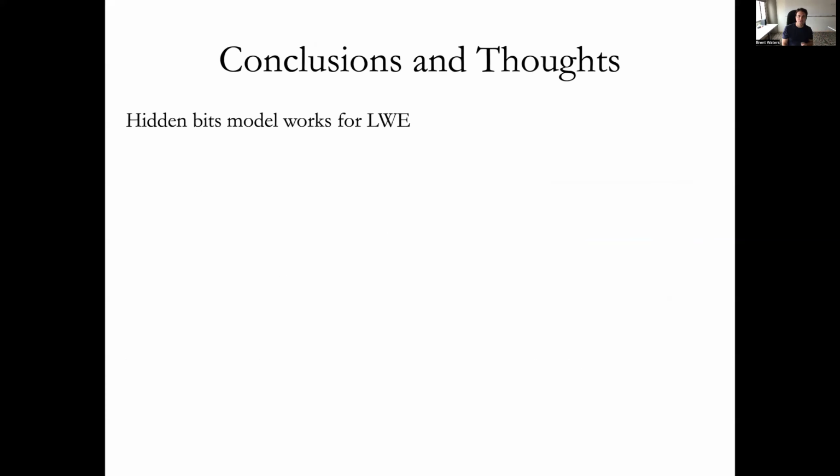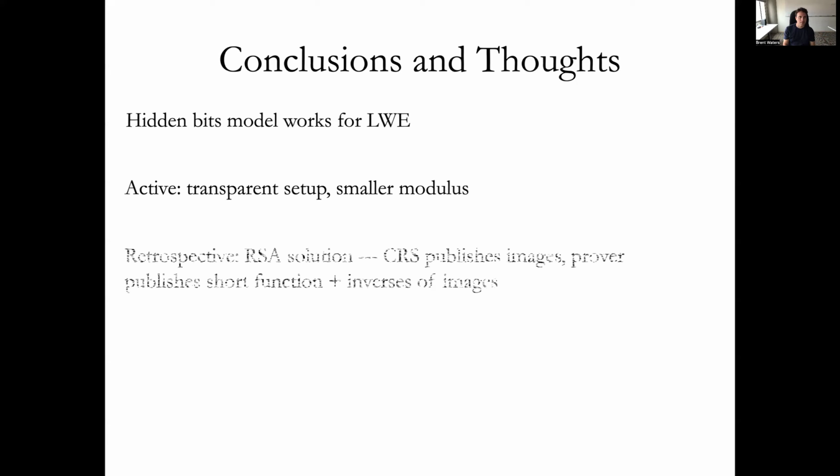Okay, so finally, to conclude and add a few thoughts. We got the hidden bits model to finally work from the learning with errors assumption, which was the main result of this work. Some active work that I'm doing with some colleagues is to get things like transparent setup, where the setup could be just a random string, and we could get a smaller polynomial size modulus. Now, for some retrospective, we might ask why this worked and other attempts in the past possibly didn't. It's a little challenging to figure out what exactly happened.